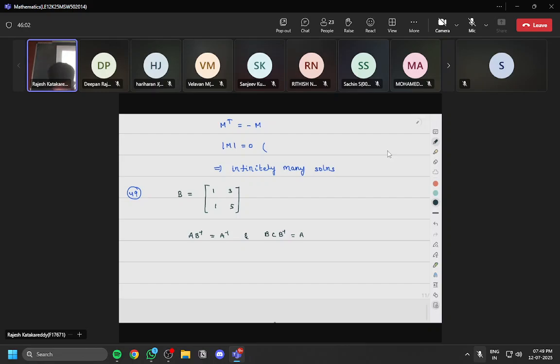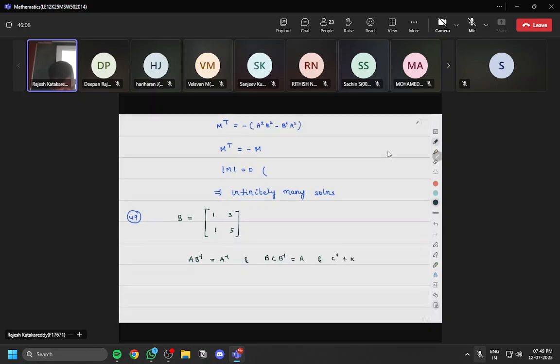Now, what have they given? They have given C power 4 plus alpha C square plus beta into identity is the null matrix. What do we need? We need 2 times beta minus alpha.